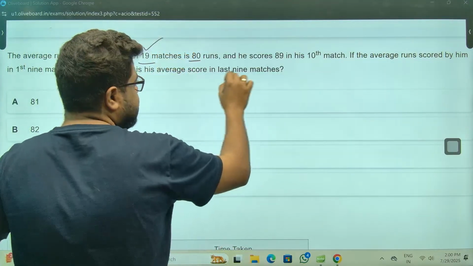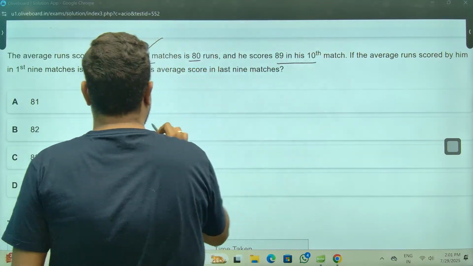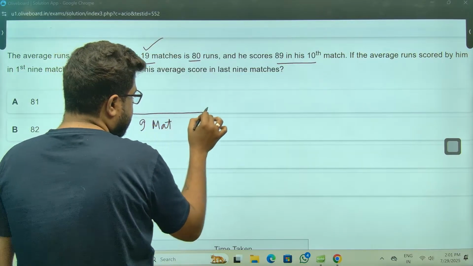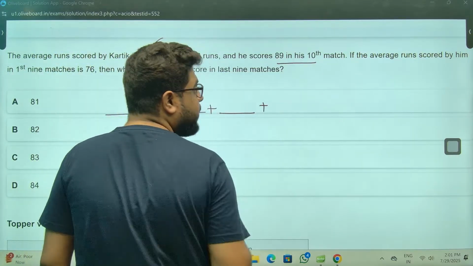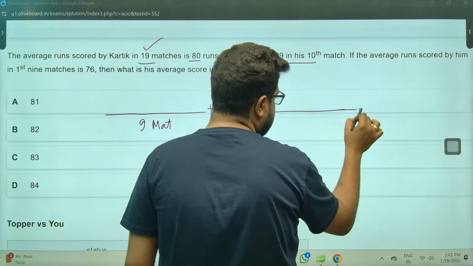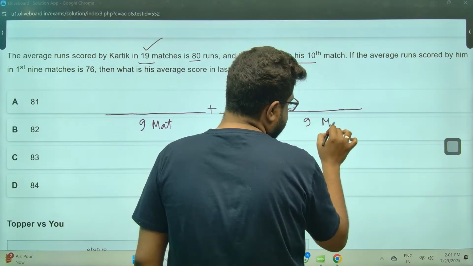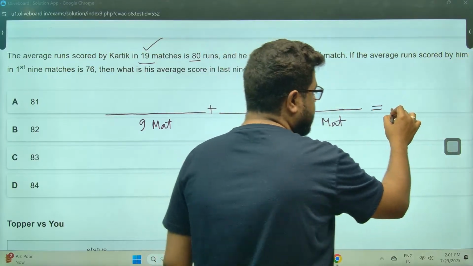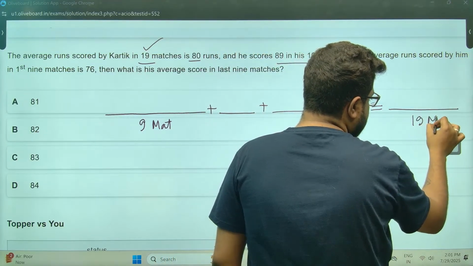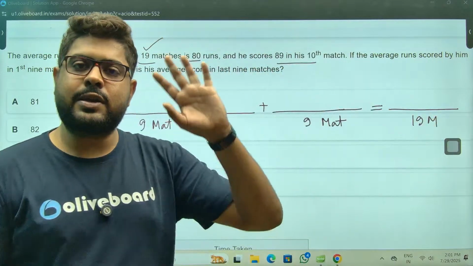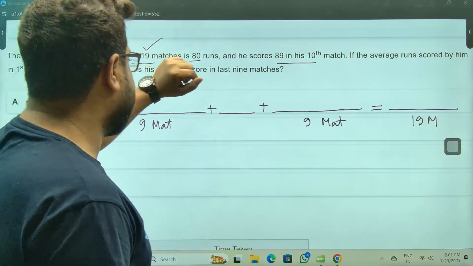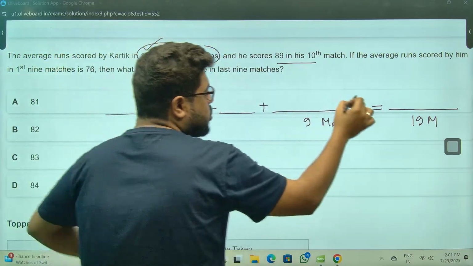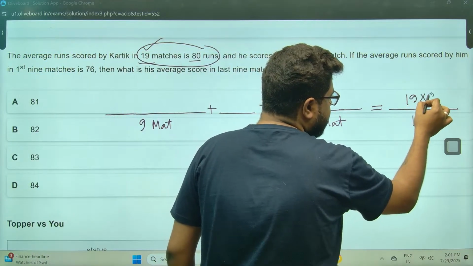Total 19 matches. 10th match 89. 9 matches plus 10th match plus 9 more matches. That is how it is given, sir. Total 19 matches. So total runs will be equal to total runs. That is the principle that we will take. 19 matches, average is 80. So total will be 19 into 80.